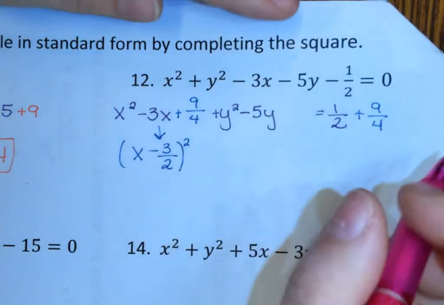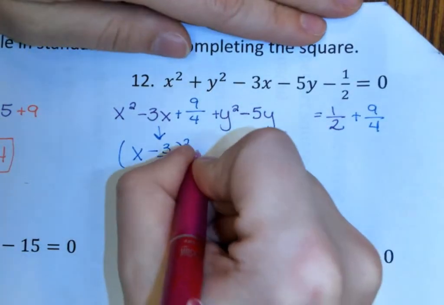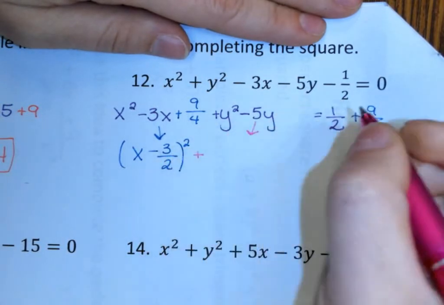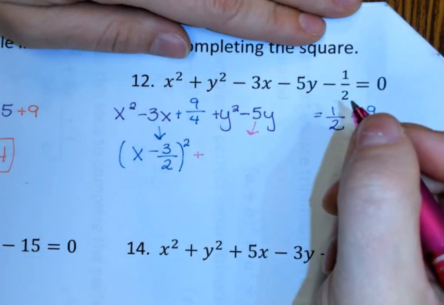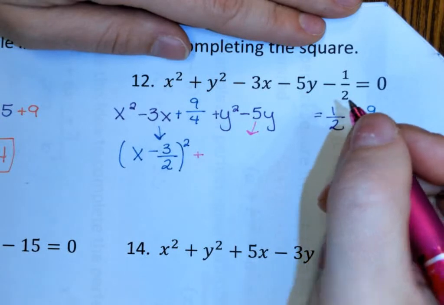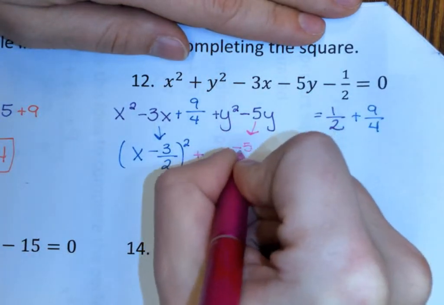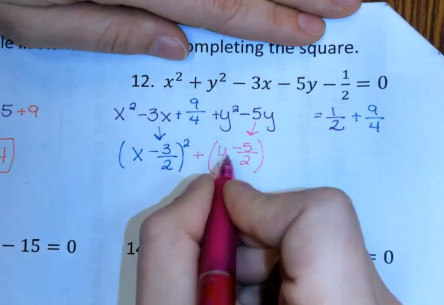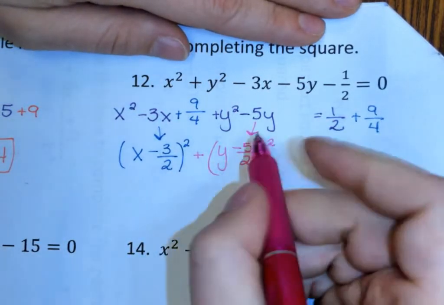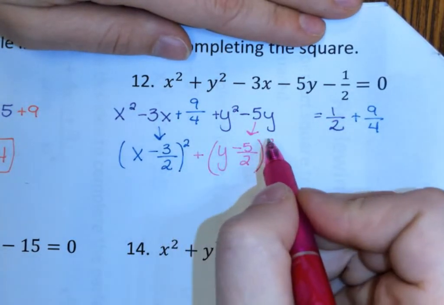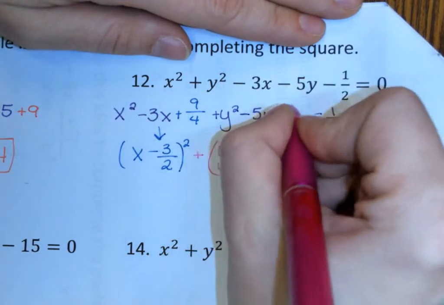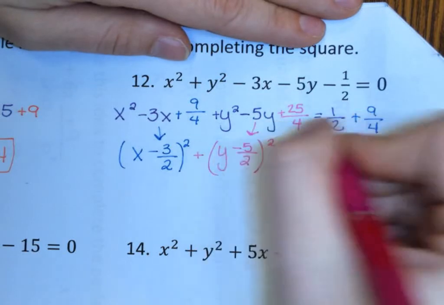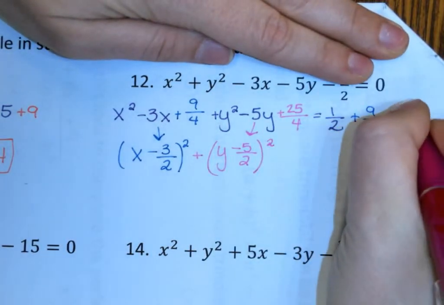Okay. I'm going to do the exact same thing with my y. What is half of -5? -5/2. So I'm going to have y minus 5/2 squared. What is -5 squared? 25, 2 squared. And if I tack it on this side, I need to tack it on over here as well.